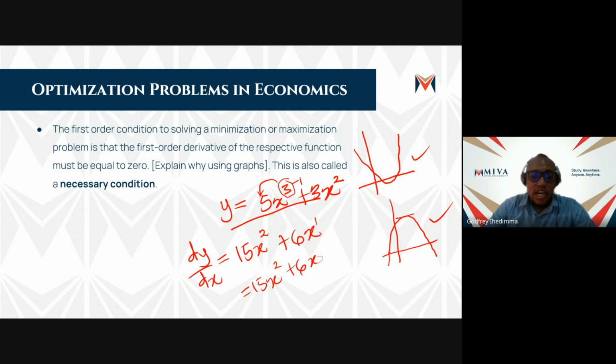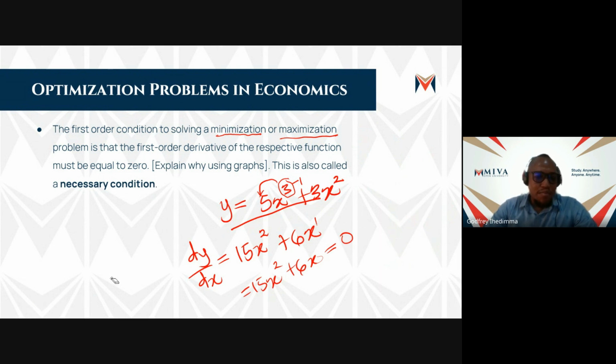Now the first order condition says that you take this first order differential and equate it to 0. So it means that we need to solve this quadratic equation to get the value of x. Now, even after getting the value of x, there's one thing we need to understand. This rule is the first order condition for solving a minimization or maximization problem. So the first order condition applies to both the minimum functions and the maximum functions. Now, before we go too far, I want to explain something about this first order condition and why it applies to the minimum and maximum function.